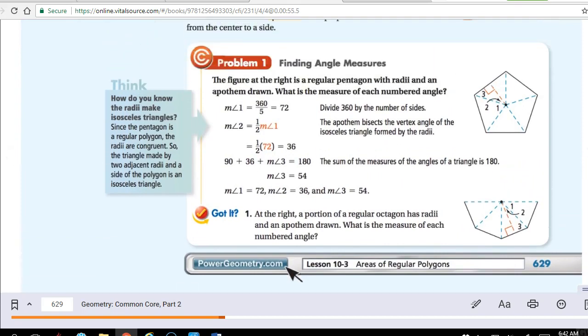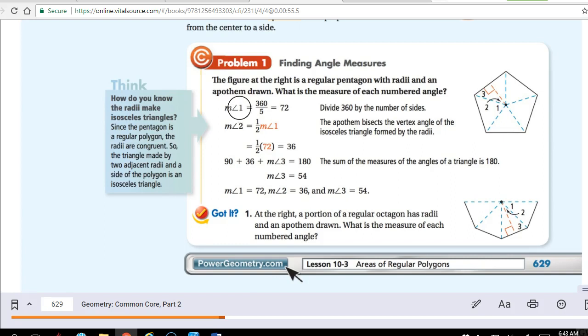On problem number 1, it wants us to look at this figure over here and give the measure of the different angles. Let's start with number 1, because number 1 is what we call a central angle, because it's an angle at the center. It's the center of the circle that would go around it, as well as the center of that particular polygon.